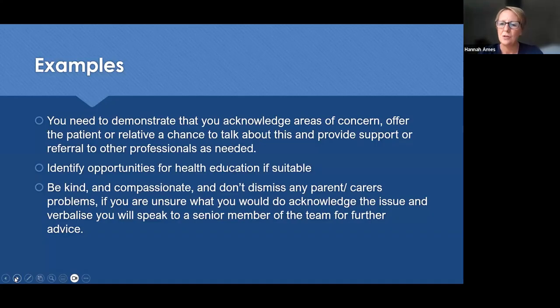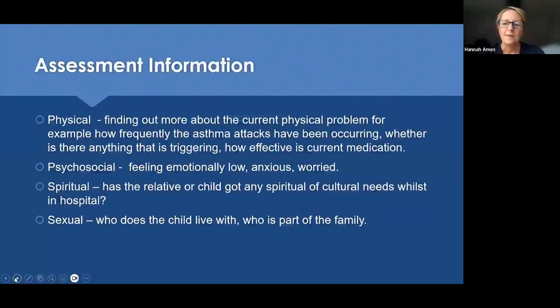So listen to your child, listen to your parent actor, identify any areas for health education. So maybe one of the parents smokes, for example, and that child has a bit of asthma. That could be an area that you could approach sensitively with the adult. Be compassionate. Obviously, don't dismiss any concerns or problems.